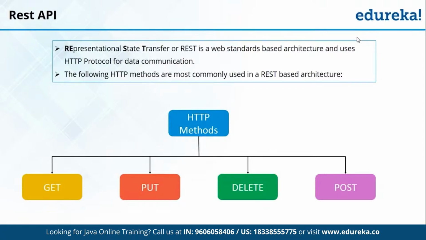Now coming down to the 4 major methods that you'll be using as part of your REST application, the first is GET. What GET does is that it takes read-only access to the resource. That is, whatever resource is coming from the user, it basically reads it.